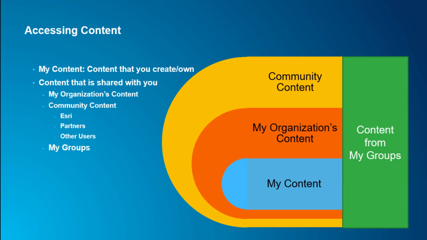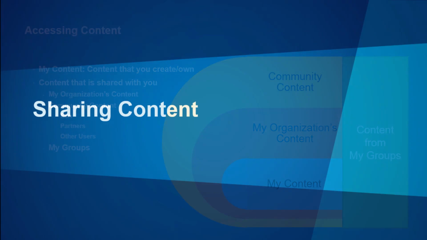And there's also community content from Esri partners. And community content may just be shared publicly, or it may be premium content. And there's content that's shared specifically with you in a group. So somebody's invited you into a group and then added some content into that group. So those are the ways in which you can get to content in ArcGIS Online.